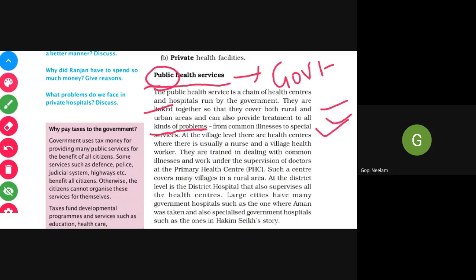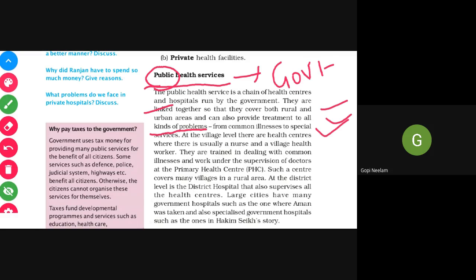At the village level, there are health centers where there is usually a nurse and a village health worker. If you take an example of Bichkunda or some of the rural areas located in our region, at the village level there are health centers. Health centers are nothing but small government hospitals. You take an example of Bichkunda. What is written there is Pradhamika Arogya Kendram, meaning primary health center. Okay, so it is also at a village level.